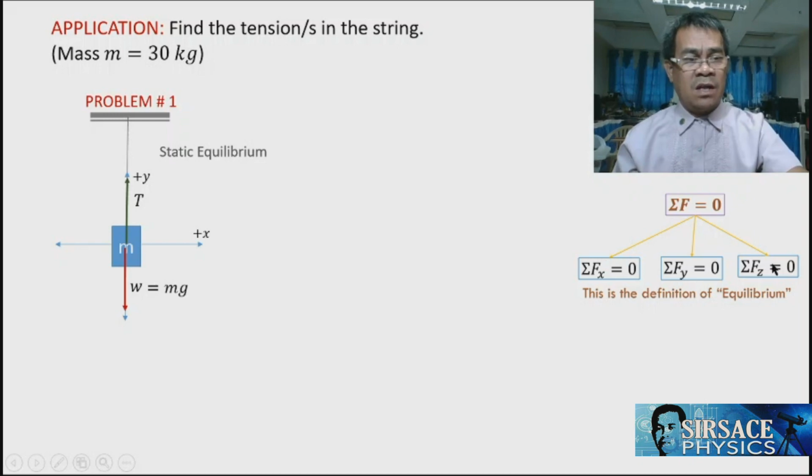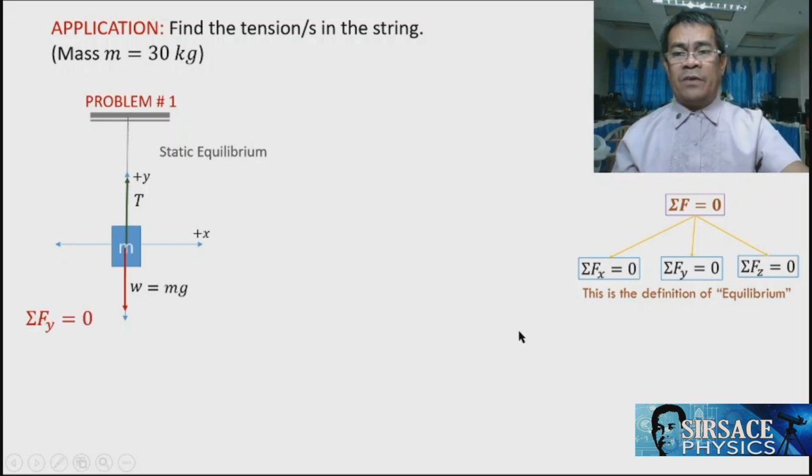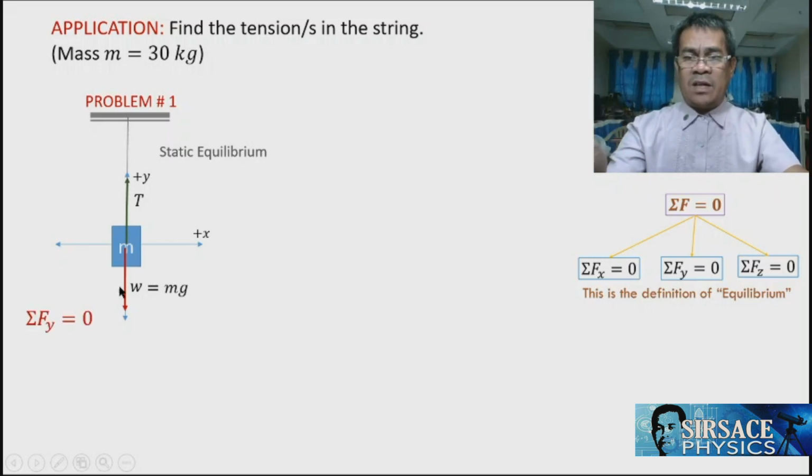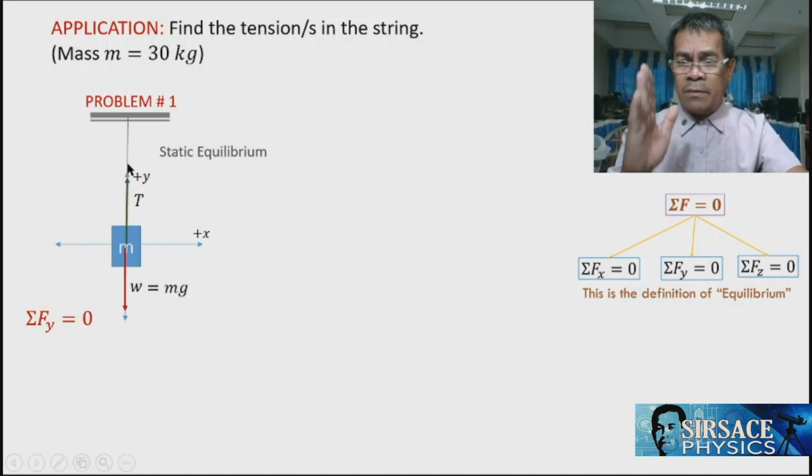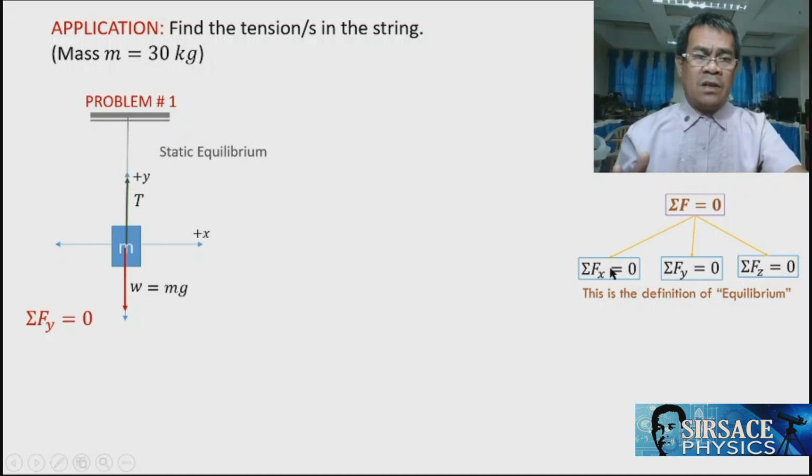So the three axes must satisfy 0. In this case, we have only one axis that has force, the y-axis. For the z-axis, we have no force towards you or towards the screen, and we have no force along x. The only force present is along y. We have the upward, we have the downward. So the x and z are automatically 0. Because this is at rest, we can sum up all forces along y.